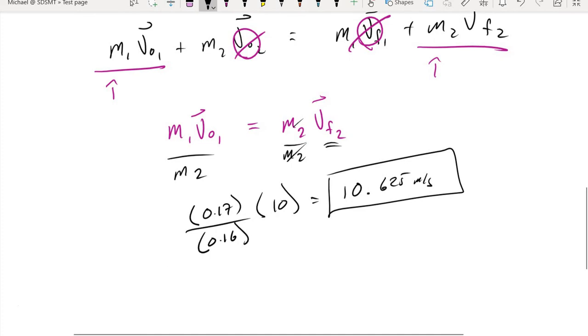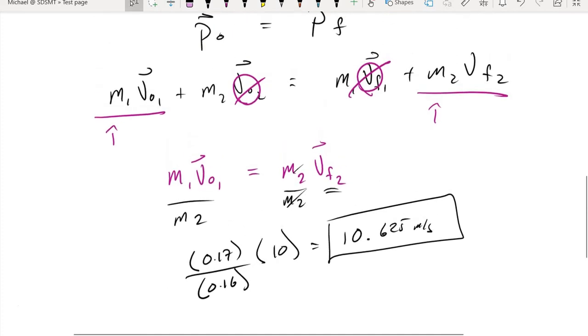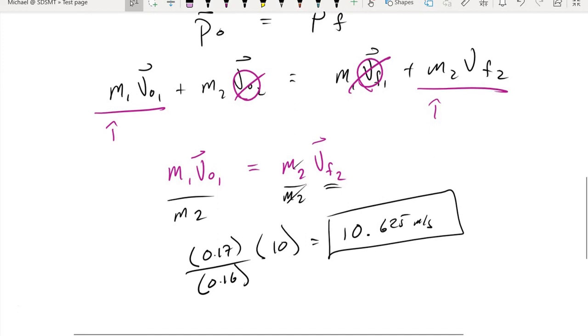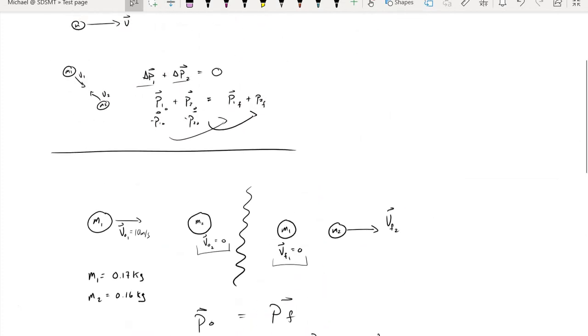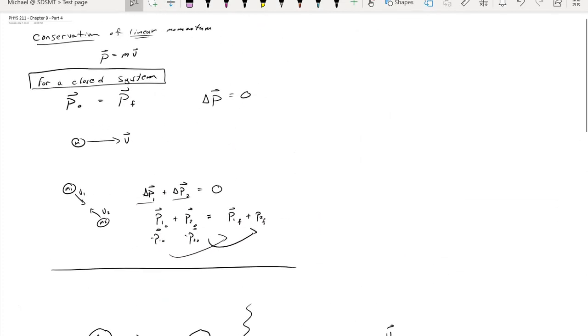And so the 8 ball ends up traveling away from the collision with a higher velocity than what the cue ball had, but that's because the 8 ball had a slightly smaller mass. All right, well, this is our conservation of linear momentum. This is how we're going to do this.